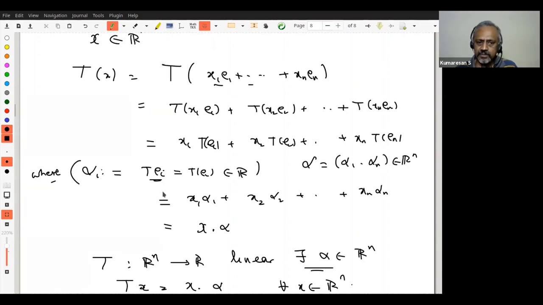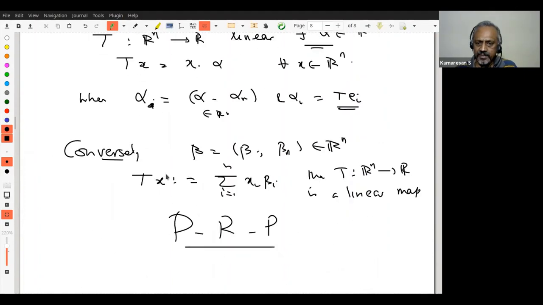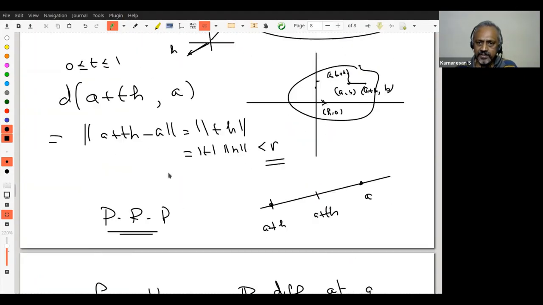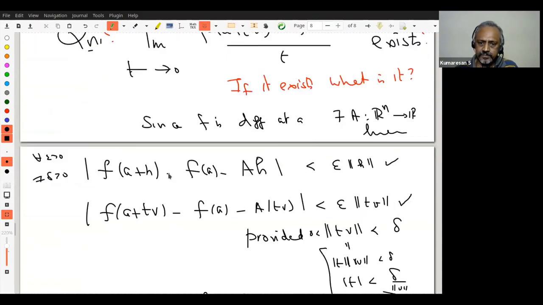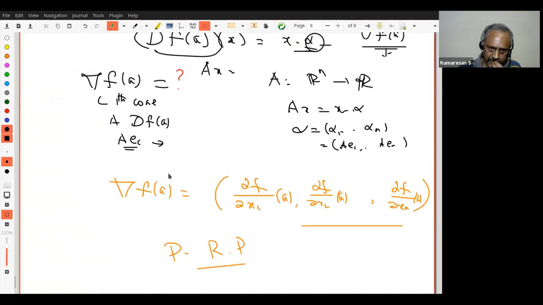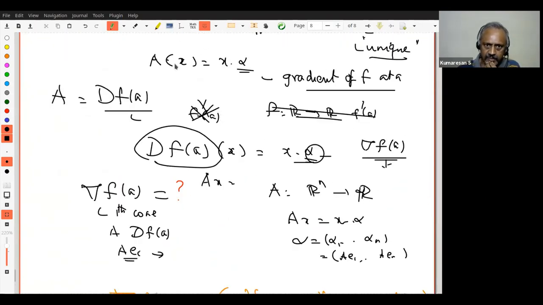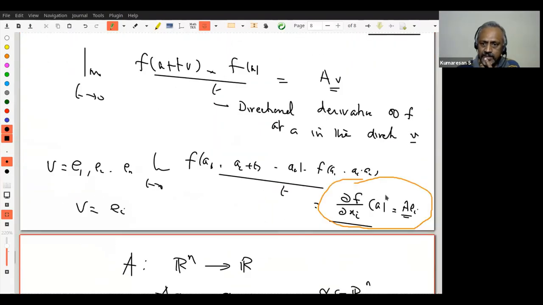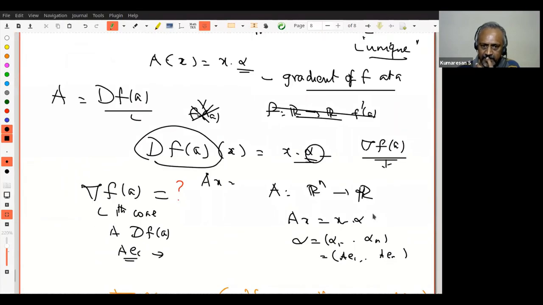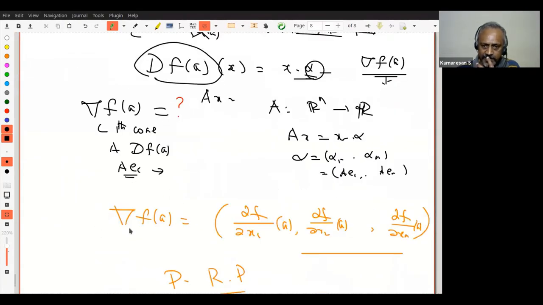You saw that our alpha_i is A of ei. Here it is A of x equal to x dot alpha. Therefore, A of ei will be your alpha_i. But now we saw A of ei is nothing other than the ith partial derivative of f at a. Therefore, I found a formula for the gradient.